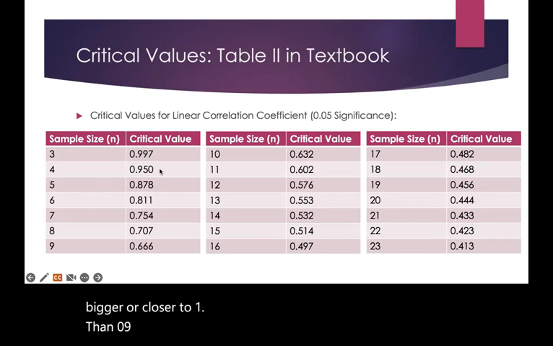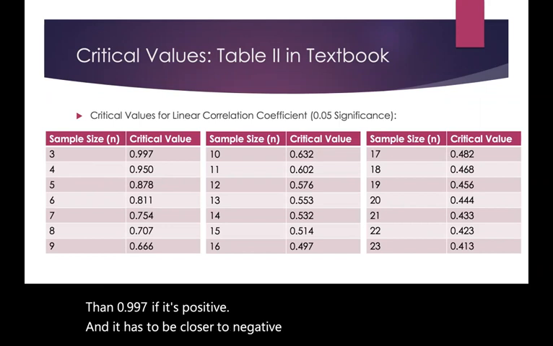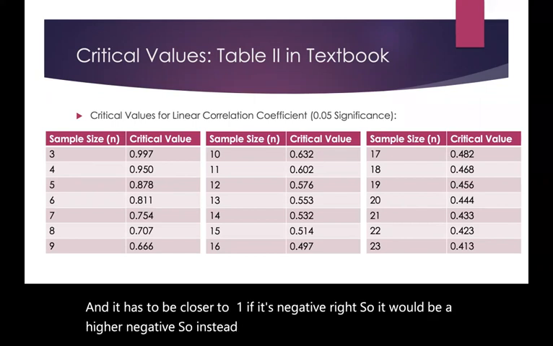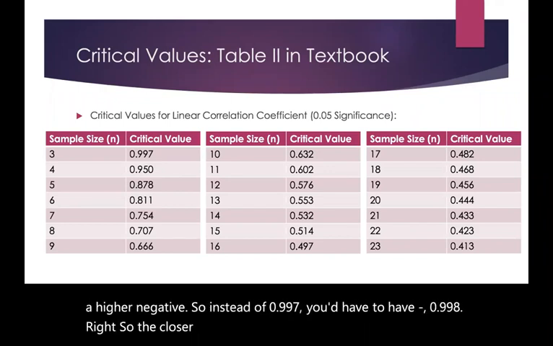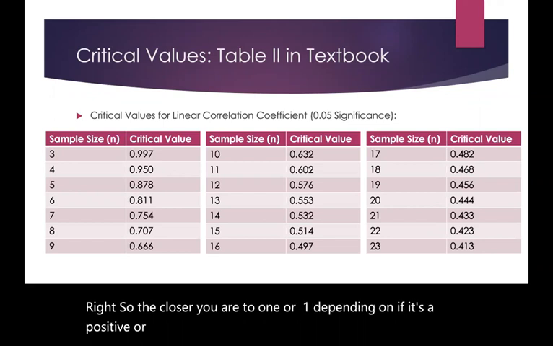In fact, the linear correlation coefficient you calculate needs to be closer to 1 than 0.997 if it's positive, and it has to be closer to -1 if it's negative, right? So it would be a higher negative. So instead of 0.997, you'd have to have negative 0.998, right? So the closer you are to 1 or -1, depending on if it's positive or negative, this critical value tells you the cutoff.